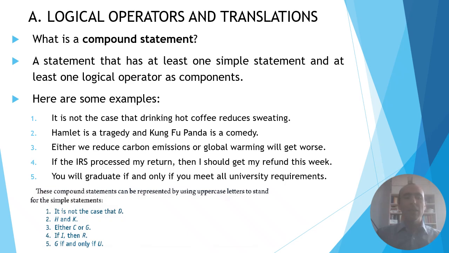If I, then R. I stands for the IRS processed my return, and R stands for I should get my refund this week. G if and only if U. G stands for you will graduate. U stands for you meet all university requirements.